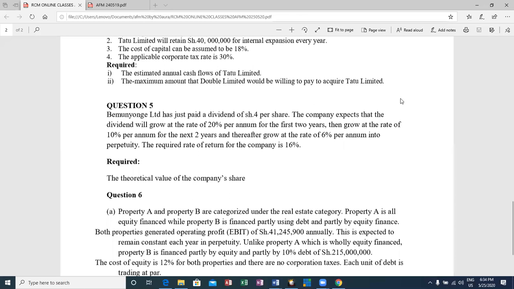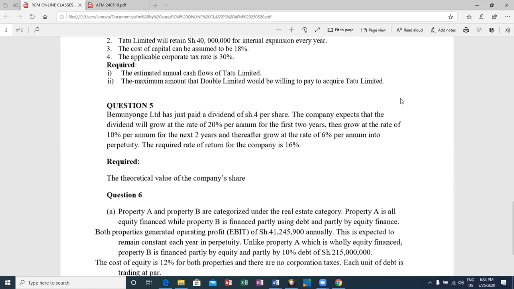Perpetuity, I'm repeating again, this is the concept of PO, which will be D0 into 1 plus growth rate, all over Ke minus g. So that is just a joke.